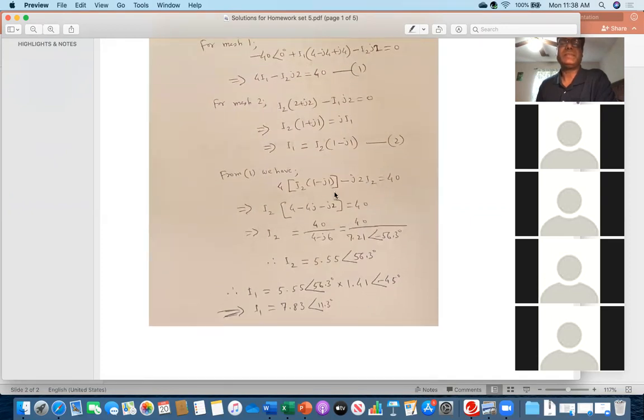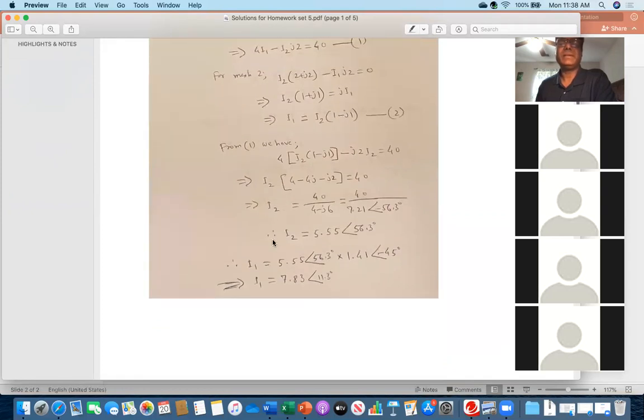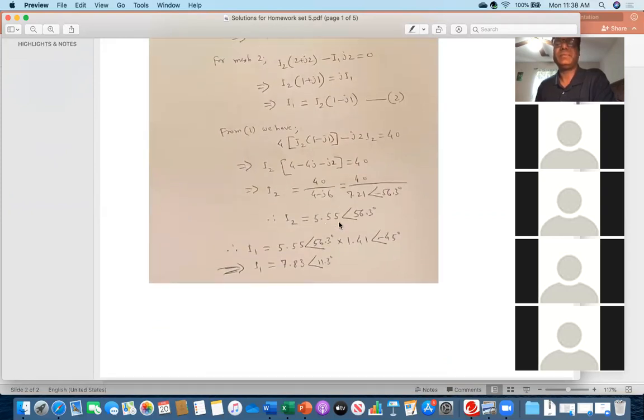And then if you simplify, I2 is the common factor. Ultimately, you get I2 value 5.55 approximately, angle 56.3 degree. And then plug this I2 value into equation 2. That will give you the I1 value, 7.83, angle 11.3 degree. So these are the I1 and I2 values.